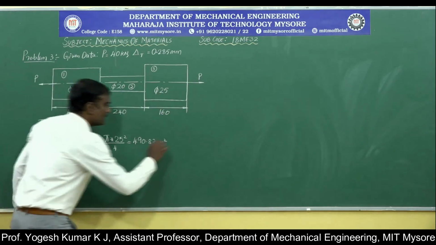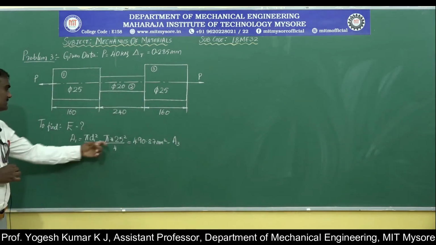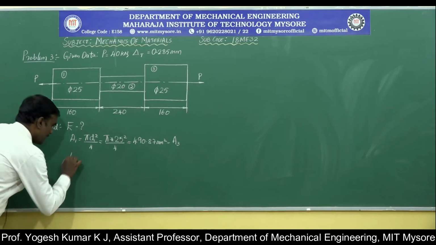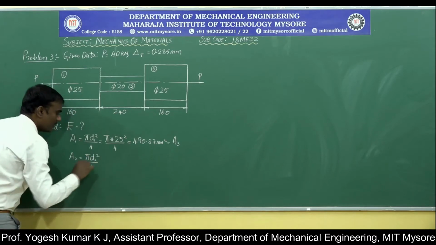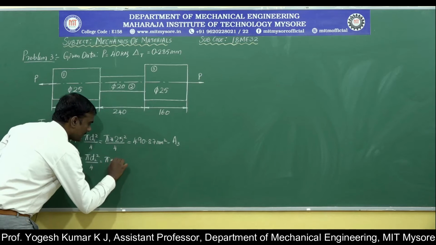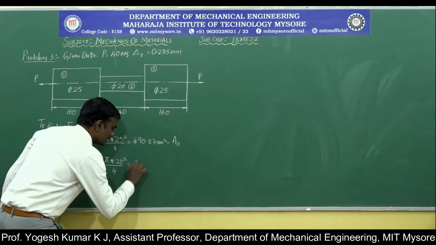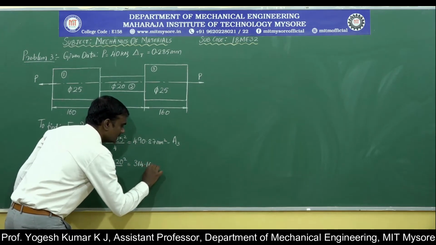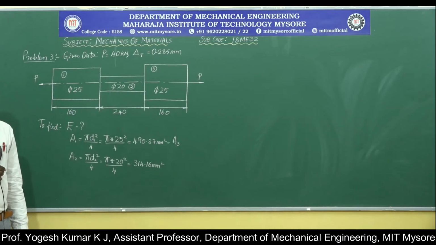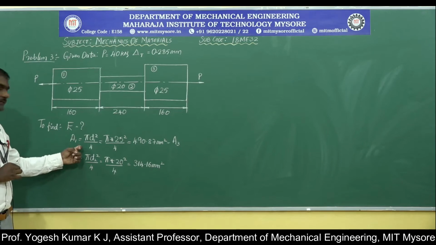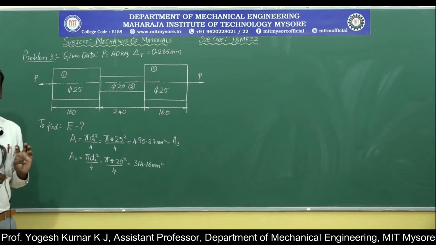Observe that section 1 and section 3 have the same diameter. So I can say A1 equals A3 since the diameters are the same. Then A2 equals pi d2 square divided by 4, pi into 20 square divided by 4. On solving this, we get 314.16 millimeter square. So we found the area of the first section, second section as well as the third section. So we have done with this.